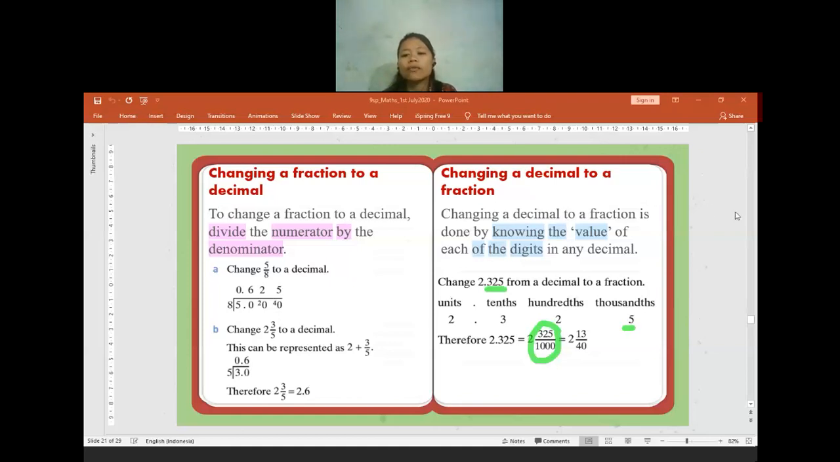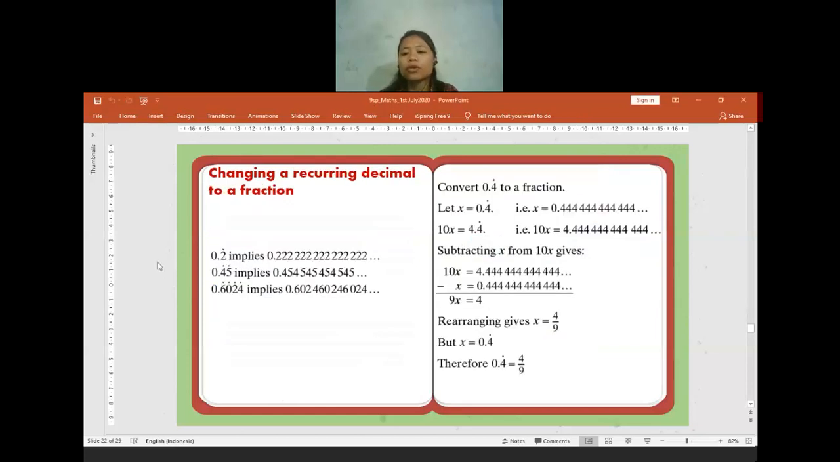Is there anyone who has difficulties to change the terminating decimal into a fraction? No, teacher. Okay. If no confusion, I will continue to change the recurring decimal into fraction. Whenever you get difficulties, feel free to interrupt me. You can unmute yourself and directly ask a question. Do not stay quiet. I'm fine if you want to interrupt me when you have difficulties. Rather than you stay quiet and later you will not be able to do the question that I'm giving to you. Okay, now this is the example.